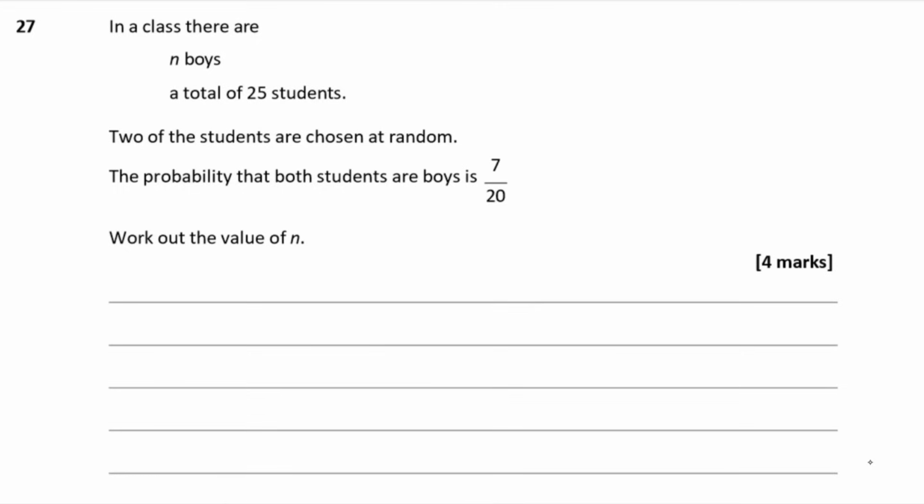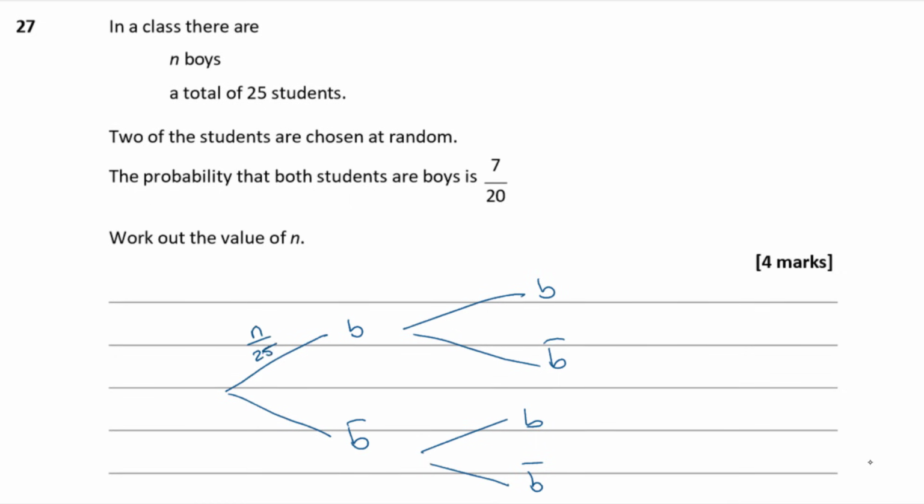Okay. Right, so a quick tree diagram to think about this. Let's say you pick a student, and it's either a boy or it's not a boy. Then if you pick a boy, you can have another choice, and it's a boy or it's not a boy, or it's a boy or it's not a boy if you chose it the other way around. Now, there are n boys and a total of 25 students, so the probability that you picked a boy first time is going to be n/25.